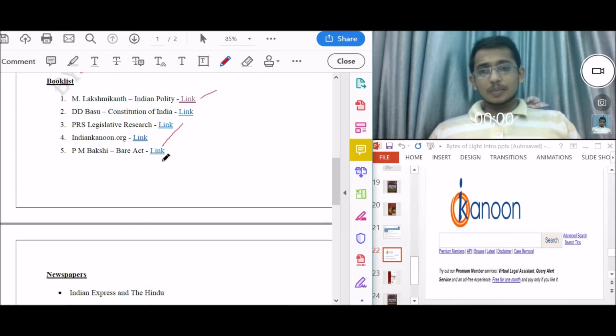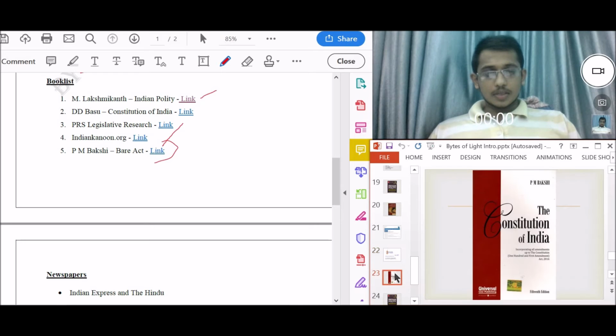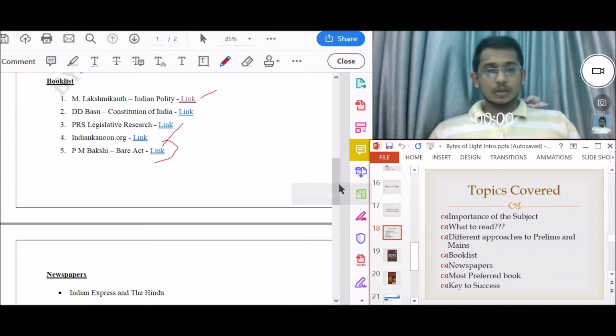And this is another book, that is PM Bakshi Bare Act. This is how that particular book looks like. That is PM Bakshi, the Constitution of India. This is the book, that is Bare Act by PM Bakshi. So we have finished that also. That particular topic also we have finished. That is, the book list is also done.